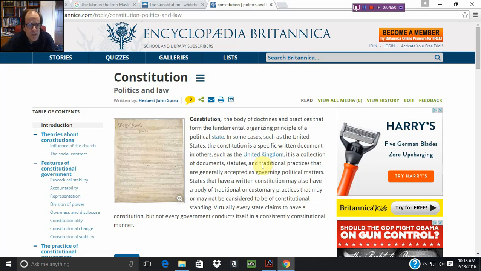But notice that in the UK, there is no specific written document. It is a collection of documents, statutes, and traditional practices, that which we would call sort of the common law. That is, we've done it this way for years, and it's written down somewhere, and everybody knows it. It's one of the ambiguities of law that can be really stressful.